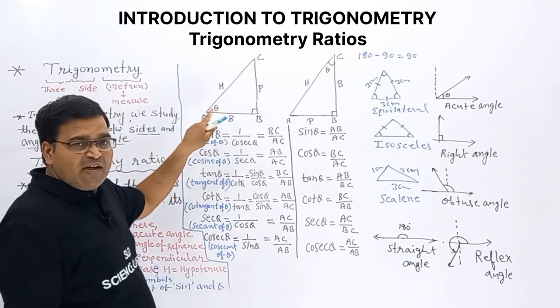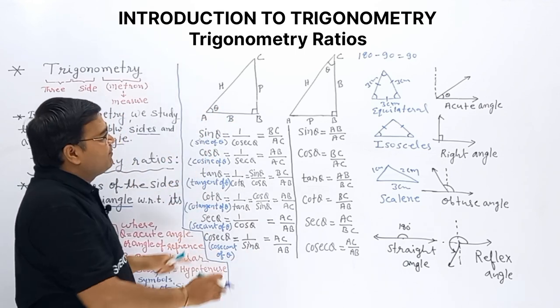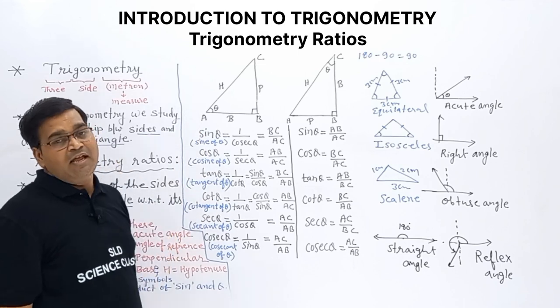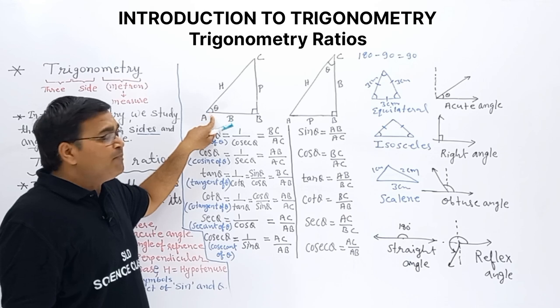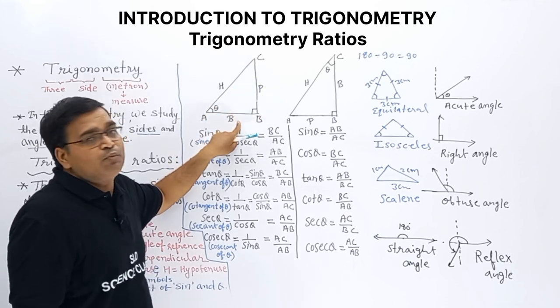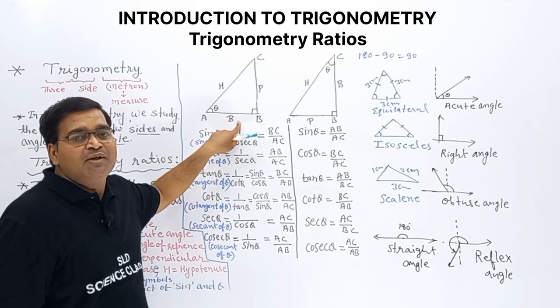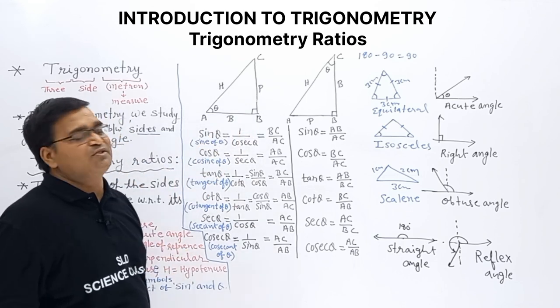And once we know the acute angle, where we are using theta, this is the acute angle, the angle of reference. As per reference, the angle's opposite side will be what? Perpendicular. And adjacent will be what? Base. Then from this trick we will write all ratios.